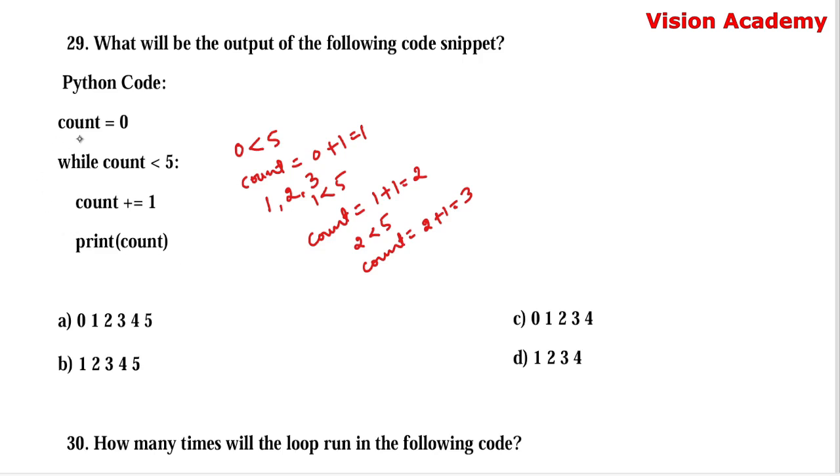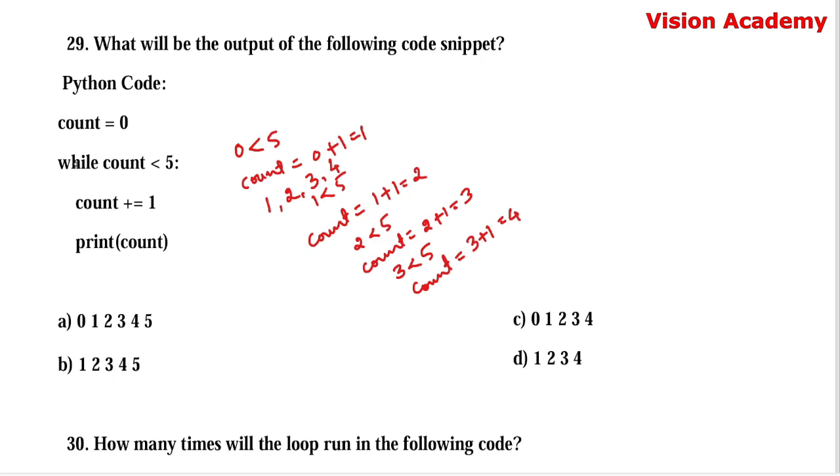Again, control transfers to while and it is going to check out the value of count with 5. So 3 is less than 5. Yes, condition is true. Again, it is going to increment the value of count by 1. So count is 3 plus 1. That gives me 4. Now it is going to print 4. Here it is going to print 4.